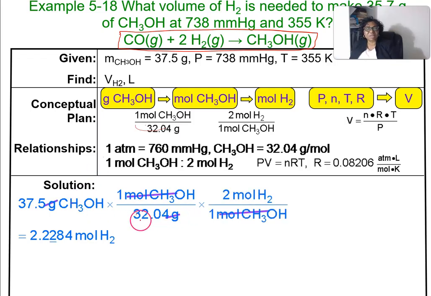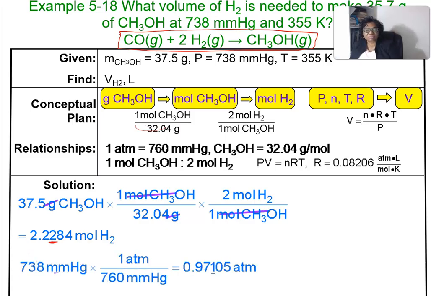So the number of moles of hydrogen is 2.2284 moles. But to 3 significant figures, you see this line here? It shows that our answer at the end must be rounded to 3 significant figures. We don't do it now. Then our pressure in atmospheres, we convert it. This is it, 0.97105 atmosphere. So now we have our number of moles. Now we have our pressure in atmospheres.